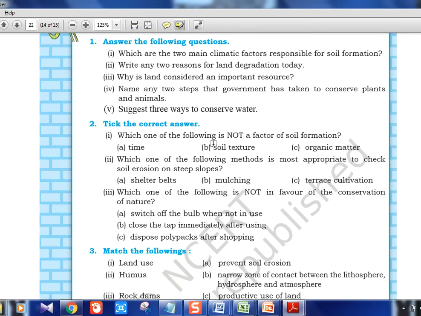Which one of the following is not a factor of soil formation? Time, we know it's a factor. Organic matter is a factor, but soil texture is not a factor. It's actually an end result. The parent rock will decide the soil texture, so it's not a factor.